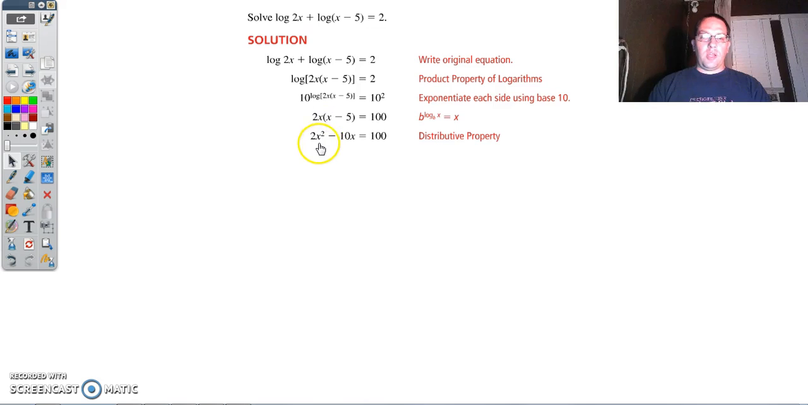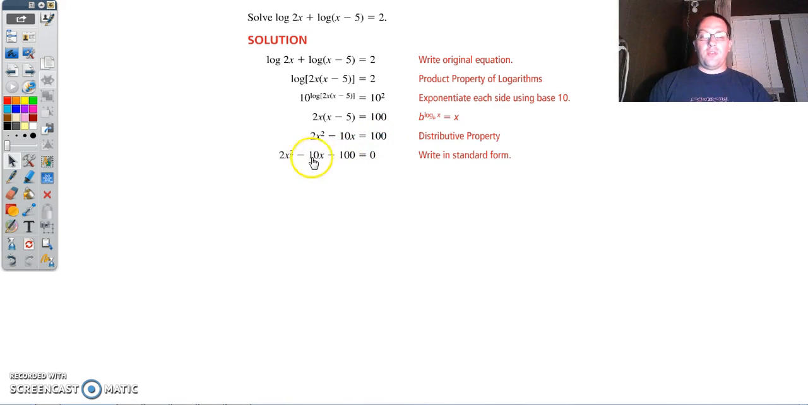Need to distribute that in. So it gives us 2x squared minus 10x equals 100. Now we have a quadratic function. And so we need to solve this quadratic function. Step 1, we're going to write it in standard form. Set it equal to 0. So subtract 100 from both sides.